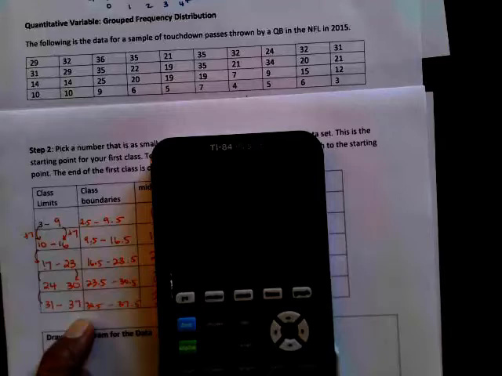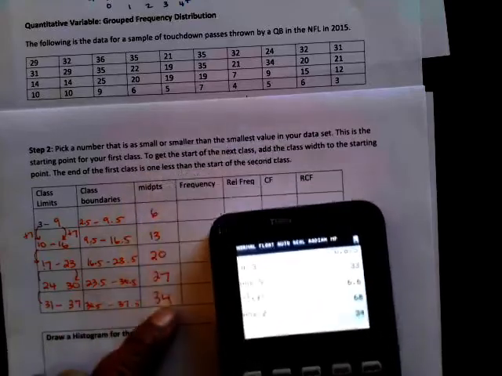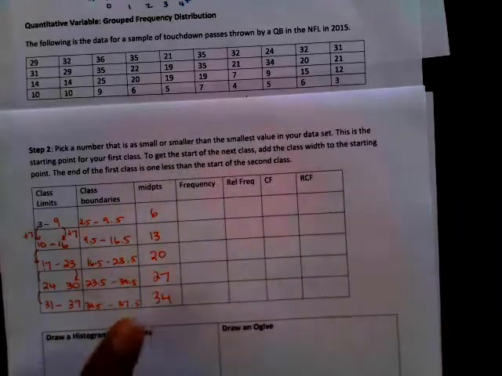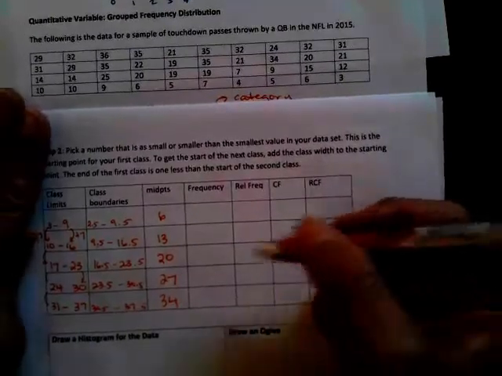I'll show you just in case you're worried. 31 plus 37, enter, divide 2. Right, that gets us the 34 as well. Okay, yes, I know I'm starting to go fast. Here we go. Remember, you've got a pause button.